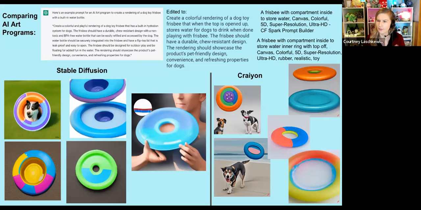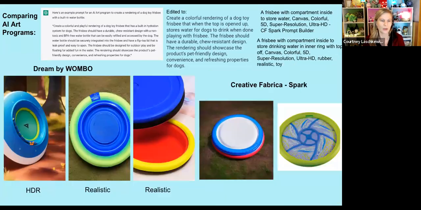Once you find a good art program you like, you don't necessarily need to run a bunch of different programs. I just wanted to show you the quality it came up with when using Stable Diffusion and Crayon, as well as these programs. I use Dream by Wombo a lot. Those are the ones it came up with, and you can choose different styles. So I ran one in HDR and then the next two in realistic. Those are my 2 favorite ones.